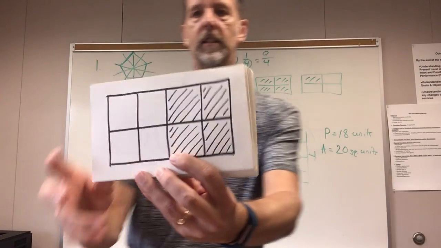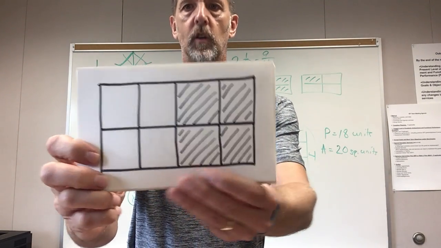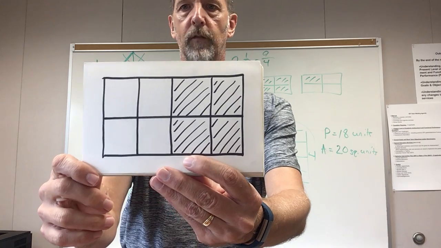Okay, what's the fraction? 4/8. Good, look at it differently. Look at it as columns. Give me another fraction for it.